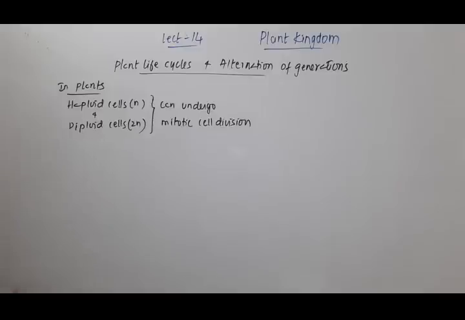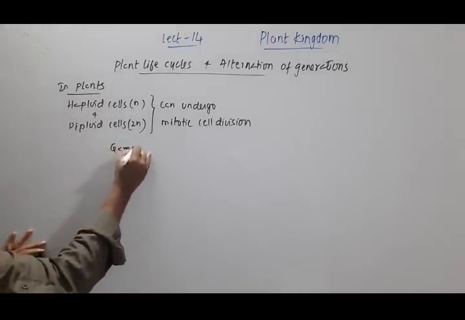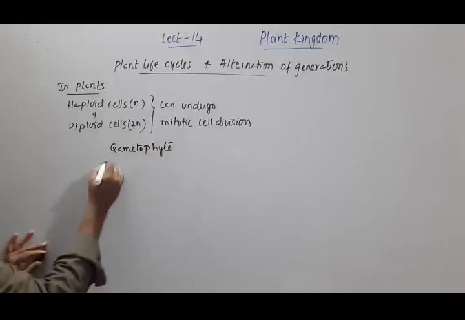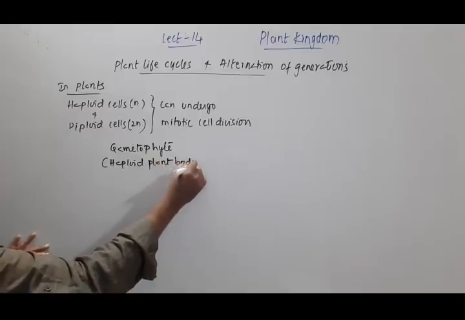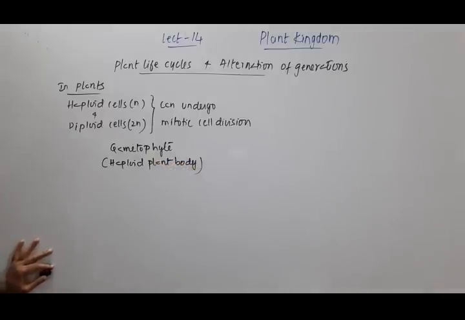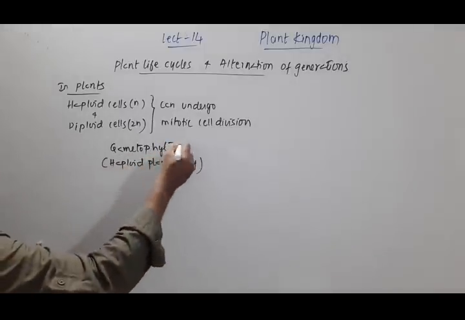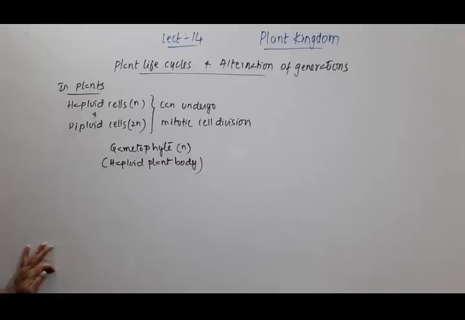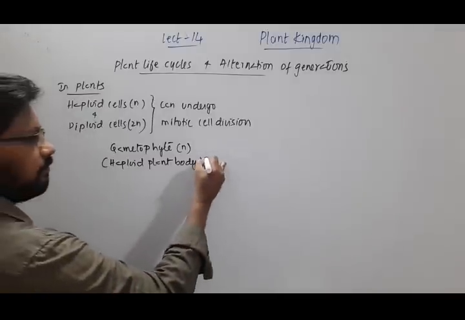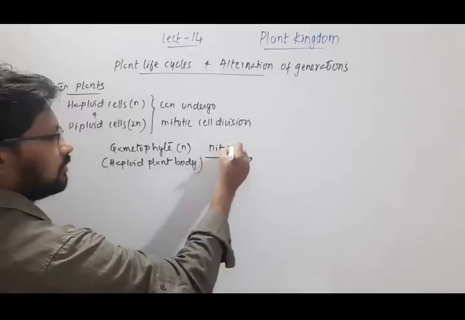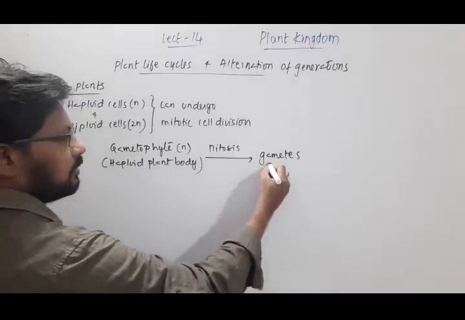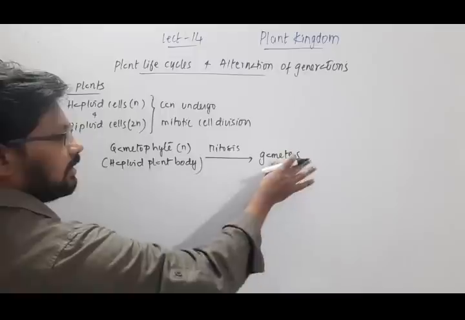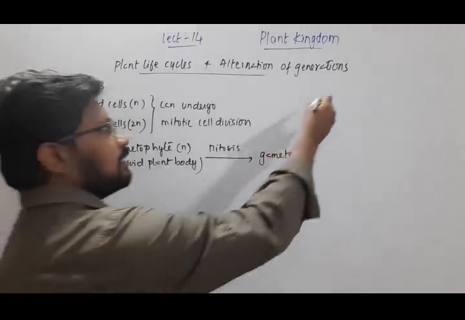Okay, so let's look at the haploid plant body, which is the gametophyte. So the gametophyte is the haploid plant body, and this is, of course, n. Now this one undergoes mitosis, and it results in the formation of gametes.